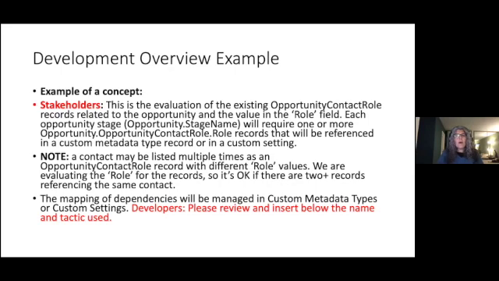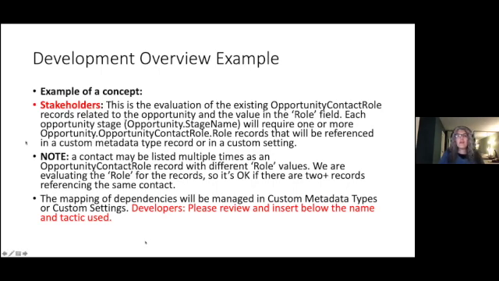So this would be an example of a concept that I want to explain to them, because again, they're in the code, they're not in the front end, they're not creating opportunities every day. So I'll want to explain the concept of stakeholders to them. So I'll say stakeholders. This is the evaluation of the existing opportunity contact role records related to the opportunity and the value of the role field. Each opportunity stage, and you can see here I've highlighted opportunity.stage name. So I've used dot notation to indicate exactly what field we're talking about. I'm trying to make this really concrete to make it easy for the developer to see exactly what I'm talking about. Because we'll require one or more opportunity contact role dot role records that will be referenced in a custom metadata type or custom setting.